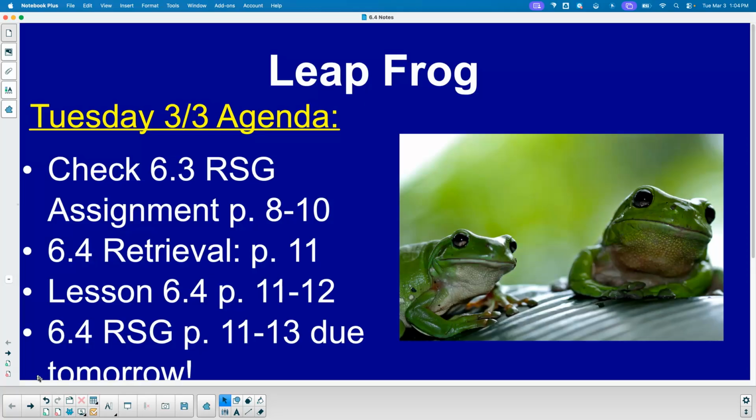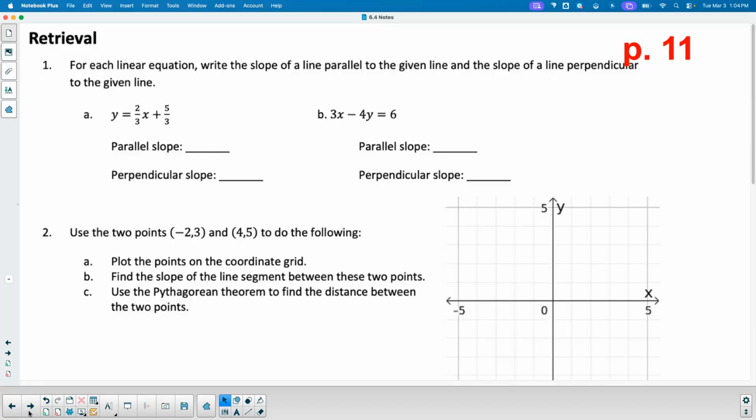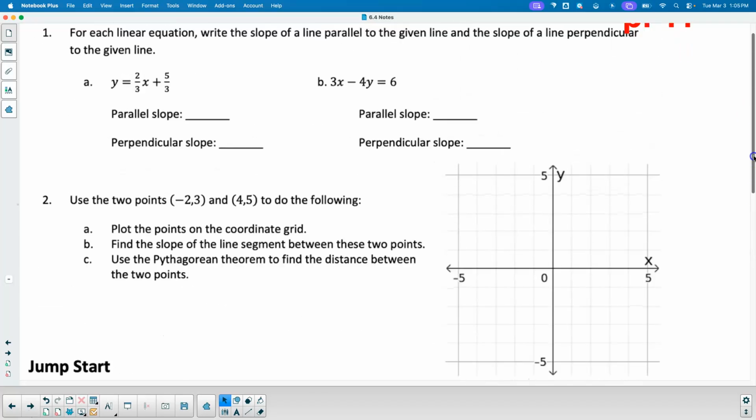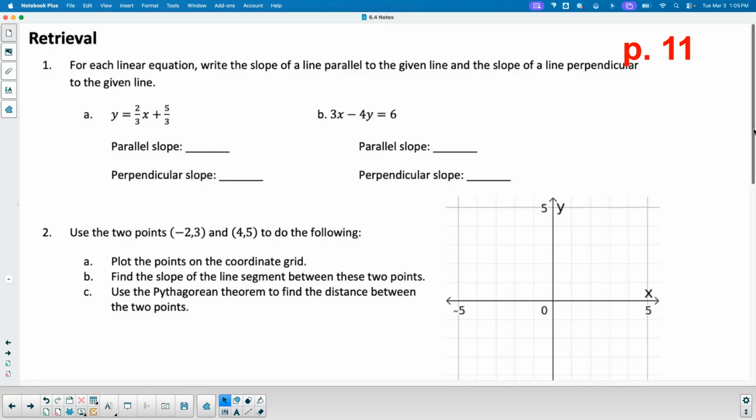Just a reminder, you will have a quiz this week, Friday. Okay, so quiz this Friday. All right. On page 11 in your note packet, I just want you to do 1 and 2 in the retrieval, because I don't think 3 is. Oh no, yeah, I just want you to do those 2 in the retrieval, and then we'll do the jump start together.